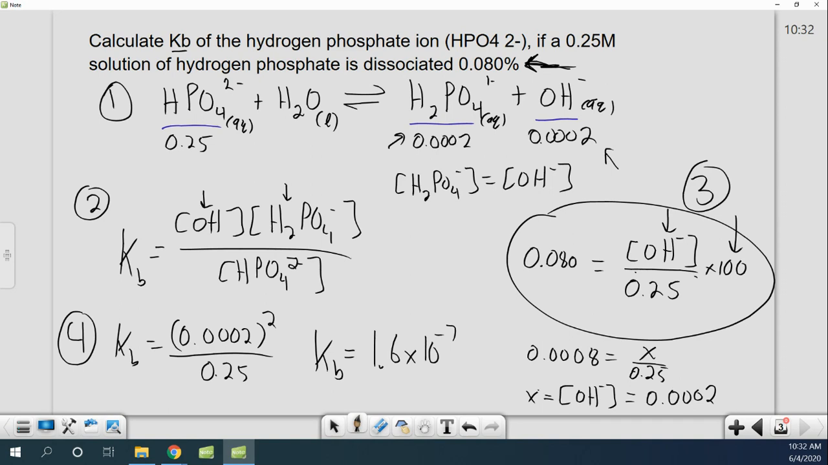But that's actually it for today's lesson. It's pretty short, pretty sweet, but that's percent dissociation in a nutshell.